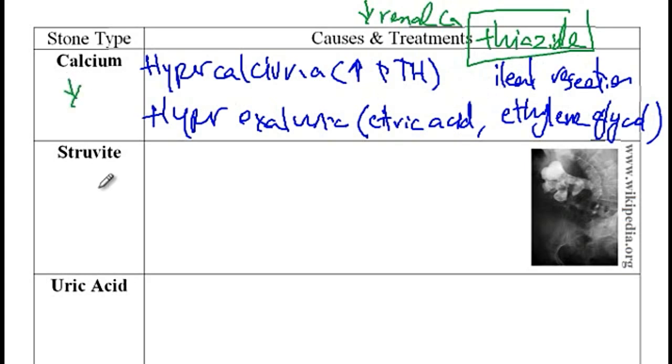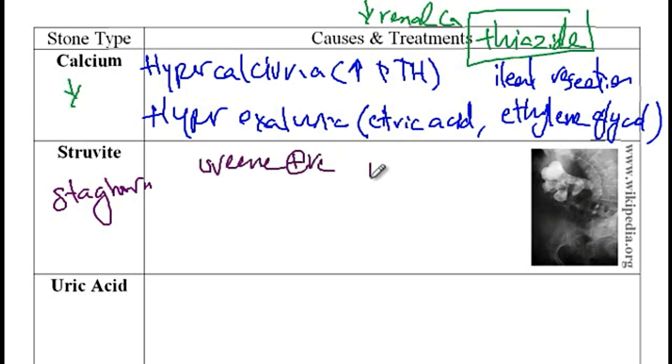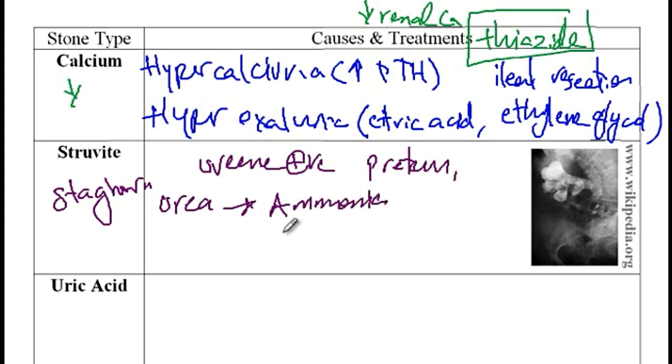The next form of renal stones is the struvite, also known as staghorn calculi, which occurs in patients that have urinary tract infection with urease positive organisms such as Proteus, Staphylococcus, as well as Klebsiella. So what these organisms do is that they break down urea into ammonia, which makes the urine basic, and then ammonia combines with magnesium and phosphate to form these struvite stones.